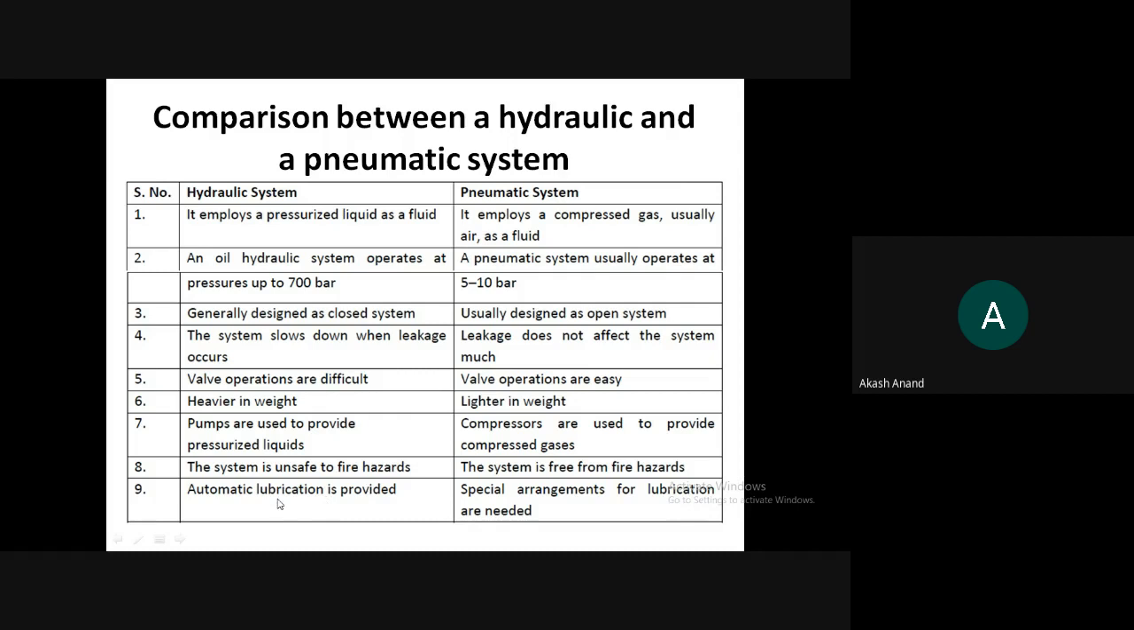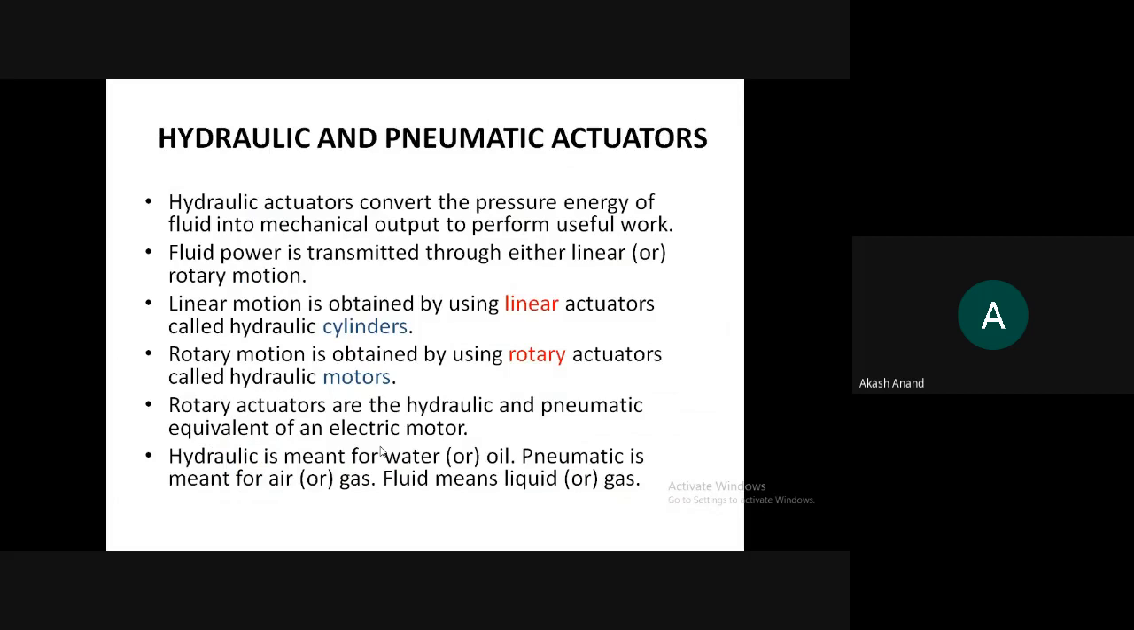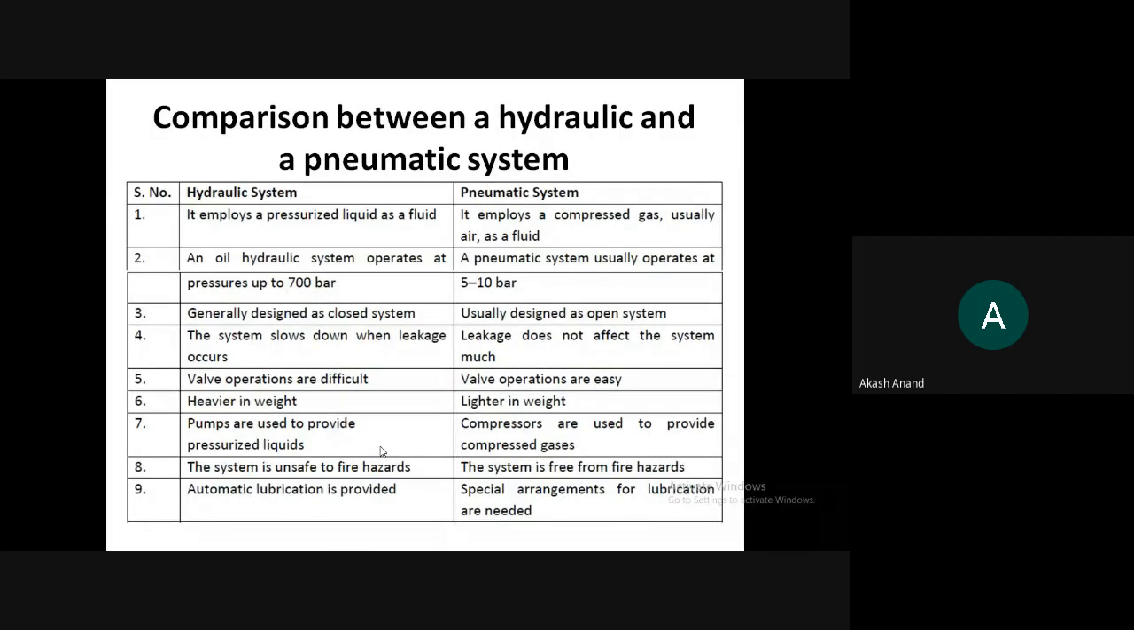The last comparison or difference is that automatic lubrication is provided with the help of liquids. Liquids have their own property to lubricate their path, so automatic lubrication is done inside the hydraulic system. But in the case of a pneumatic system, special arrangements for lubrication are needed. The air will not lubricate the system. That is the basic difference between a hydraulic system and a pneumatic system. These are the basic ideas or differences you must understand in this section.